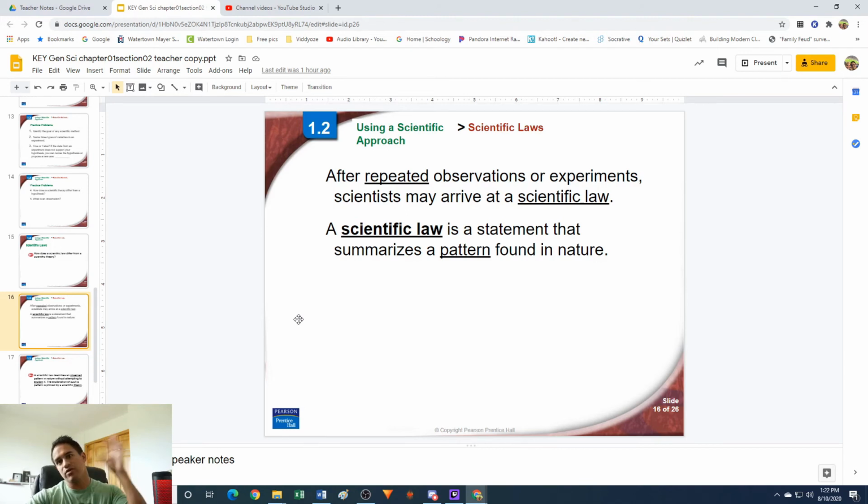Laws are not like better theories that have just been tested lots. Okay, that's the big common answer I always get. Oh, scientific laws have been tested over and over, and they're 100% true, and they're always right. And theories are just educated guesses that just haven't been tested enough yet. No, 100% wrong. Scientific laws tell you what's going to happen, no explanation. Scientific theories are very well tested and explain why something is happening.